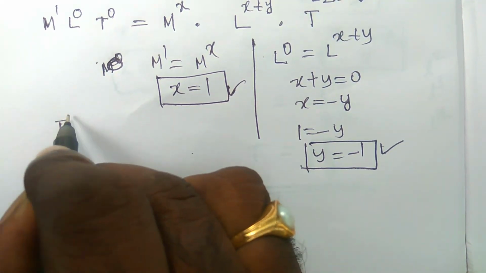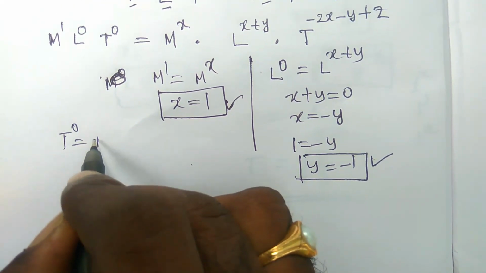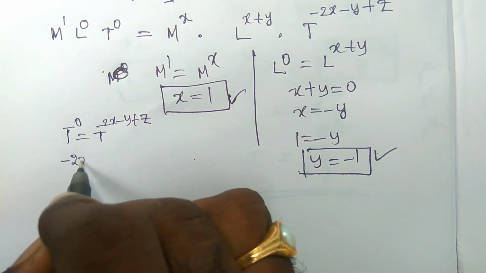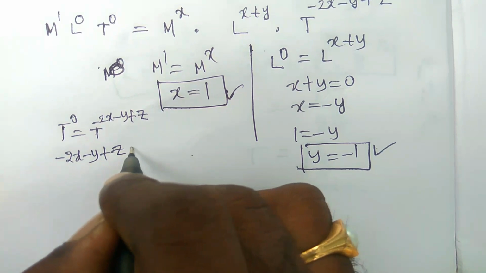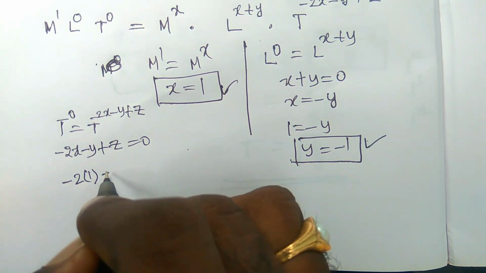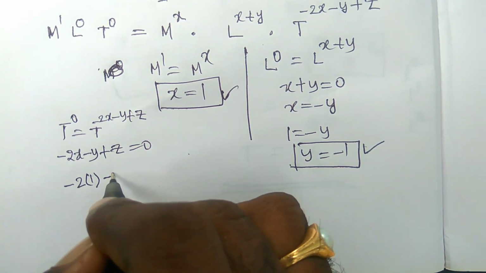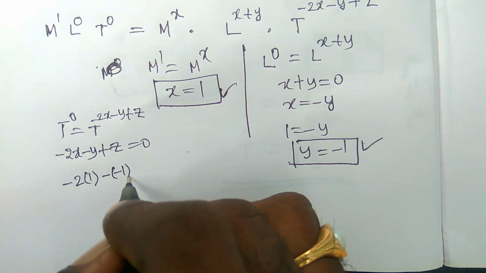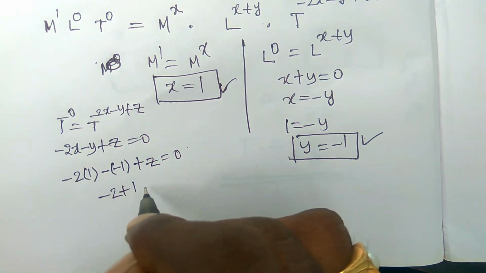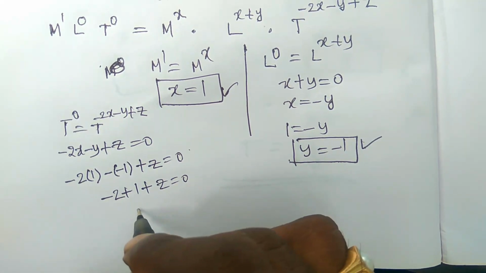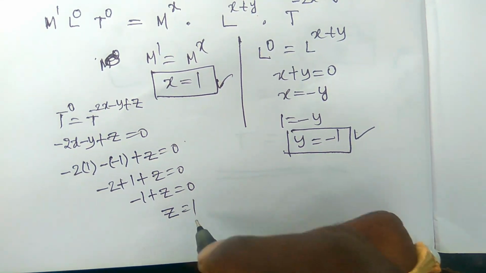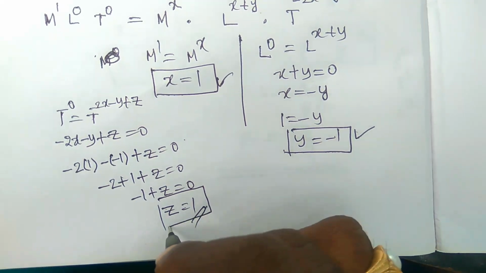t power 0 is equal to t power minus 2x minus y plus z. So minus 2x minus y plus z is equal to 0. So minus 2 into x, it is equal to 1, minus y is equal to minus 1, plus z is equal to 0. Minus 2 plus 1 plus z is equal to 0. Minus 1 plus z is equal to 0. Z is equal to 1.